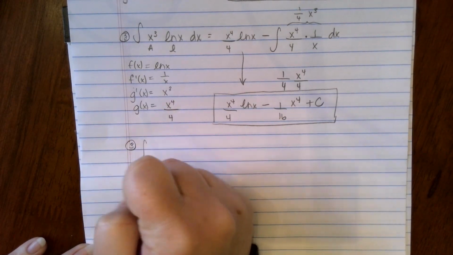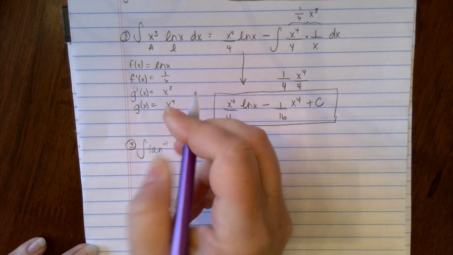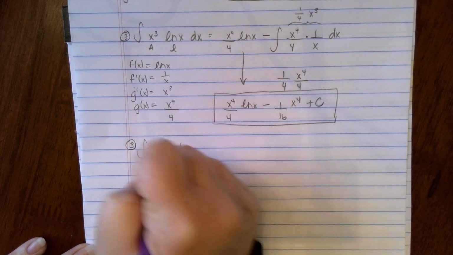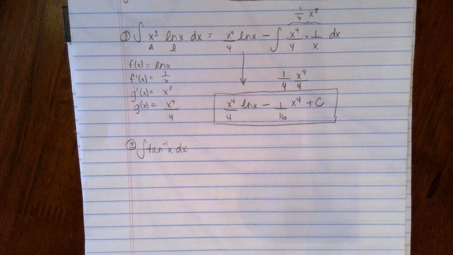All right, number 3, integration of tan inverse x dx. Okay, so this one's very similar to the one we did yesterday that I think was sine, oh no, it was cosine inverse. So this one's a tangent inverse. So go ahead and hit pause.